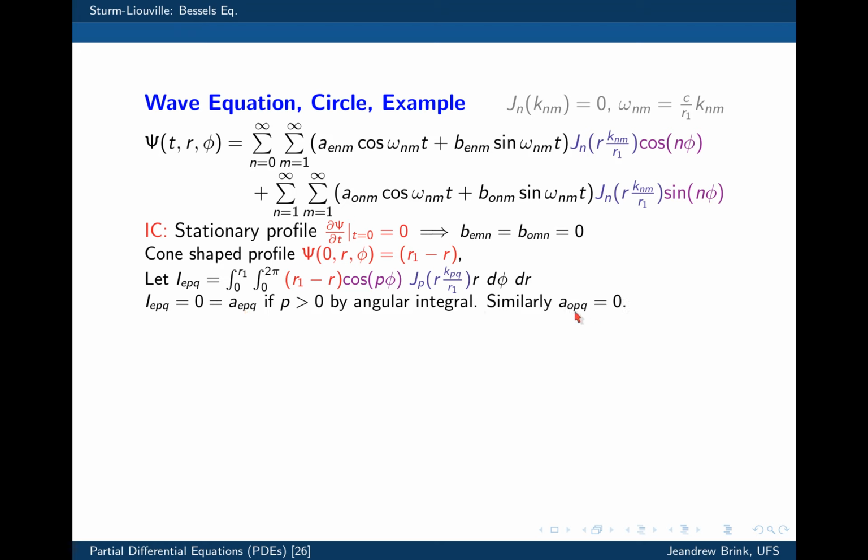And similarly, if you look at the odd functions, in other words, if you multiply that thing with sine instead of cos, they're also all going to be 0. So your odd functions vanish. So the only non-zero coefficients we actually have to compute are these ones, A_0Q times the integral of that thing.